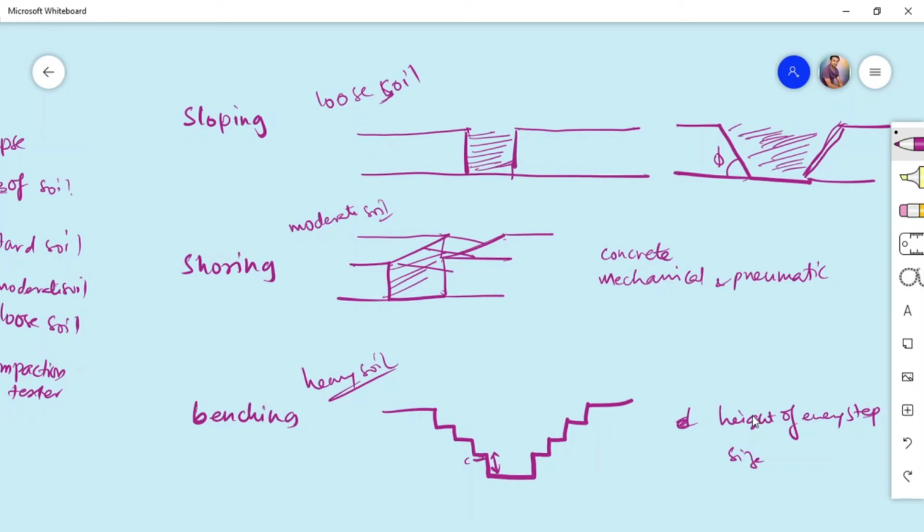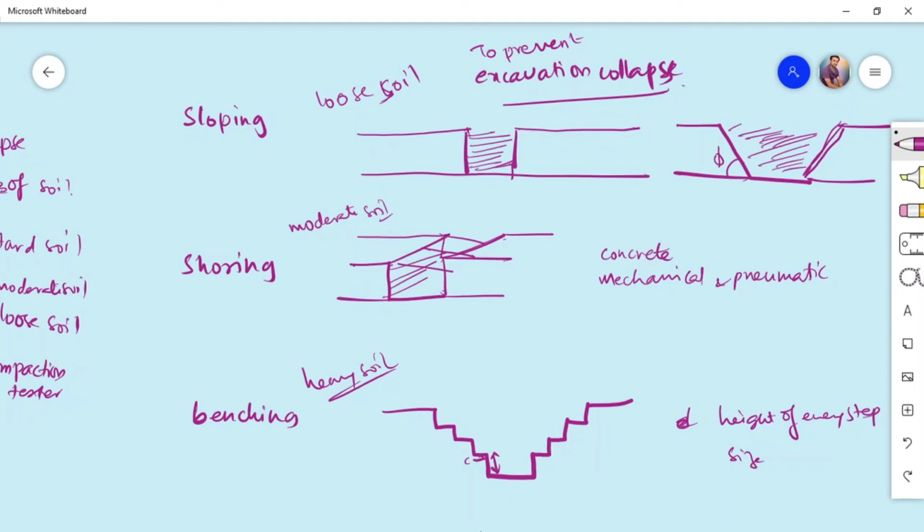Okay, so these are the precautionary protocols or engineering controls that we can use to prevent excavation collapse. These three are okay to prevent excavation collapse.